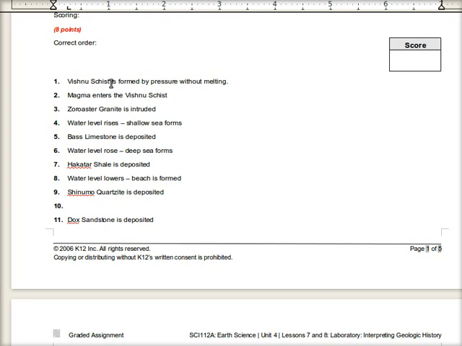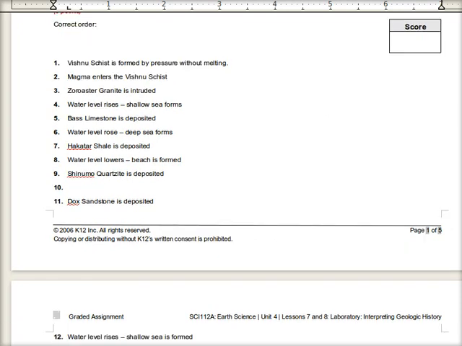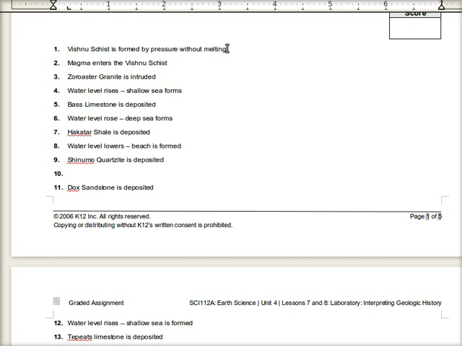So as we go from schist, which is formed by pressure, to the Zoroaster granite, which is intruded, we know that the only way to get intrusion is that magma enters. When exactly that happened, we don't know, but at some point it did, so we might as well put it up here. We know that to go from granite to get limestone, we must have had water. A shallow sea must have formed. And to go from limestone to getting shale, what must have happened is that the water level must have risen, giving us a deep sea to get shale.